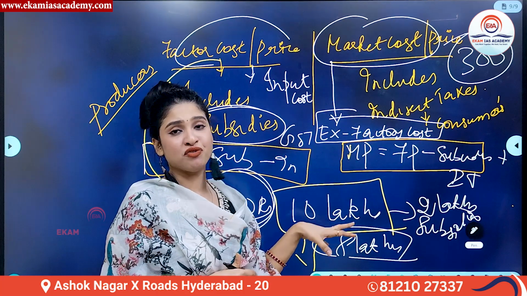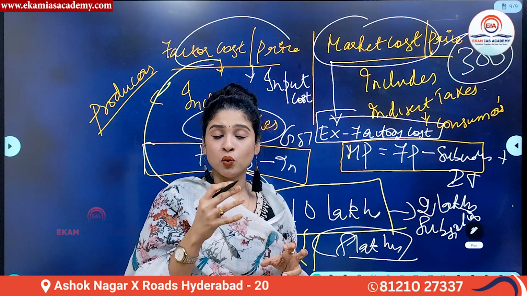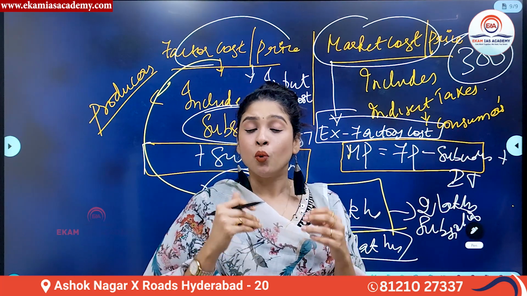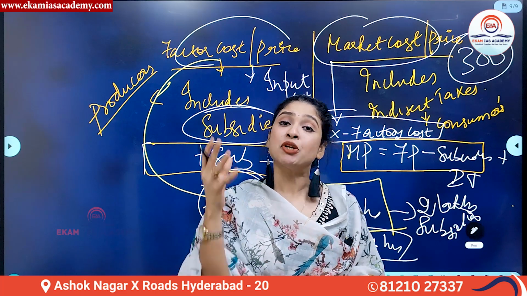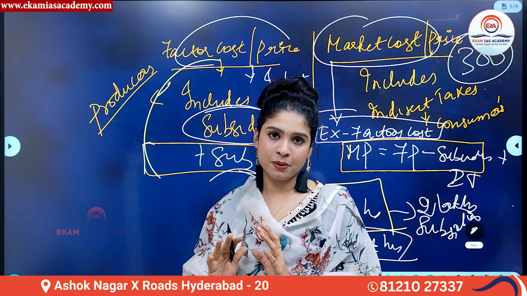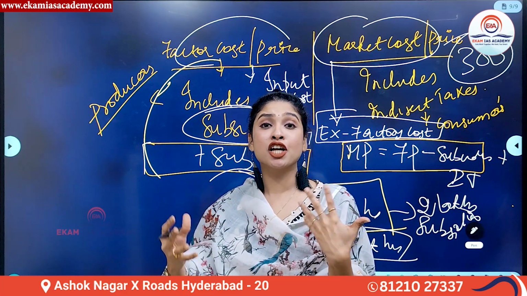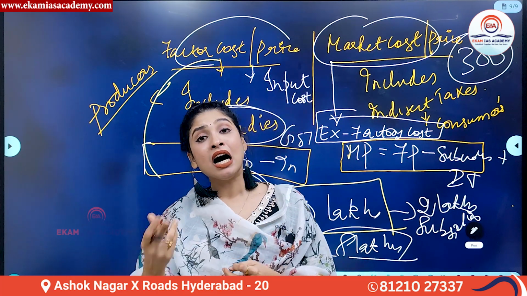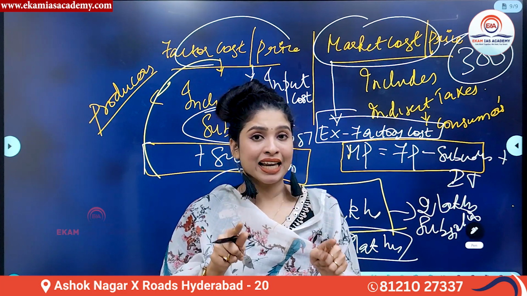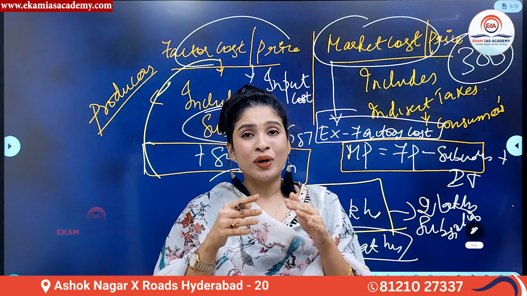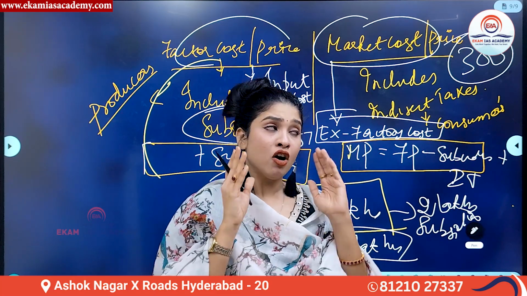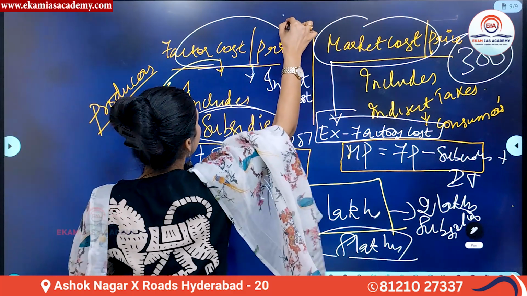Now, the current affairs of this is associated with gross domestic product. Before 2015, when GDP was calculated, it was calculated using factor cost, which means factory price. No indirect taxes were taken into consideration. But after 2015, when there was a change in the method of calculation of GDP, the Indian government changed the method of calculation of GDP from factor price to market price.